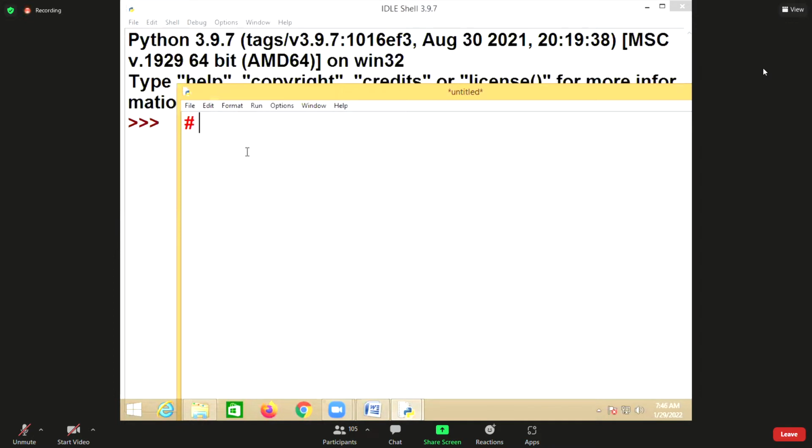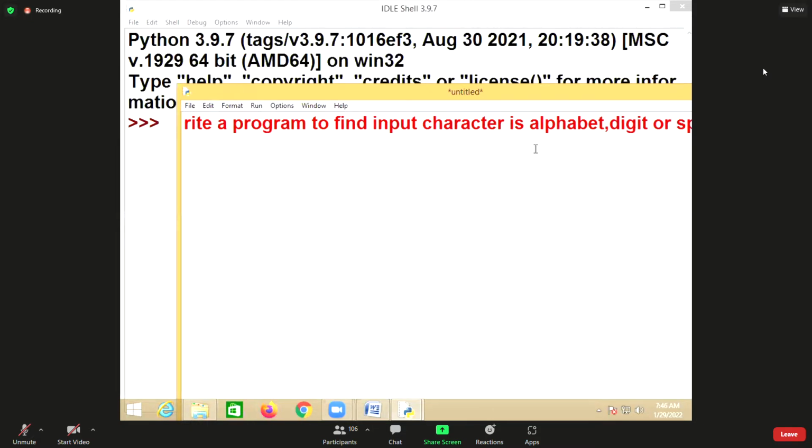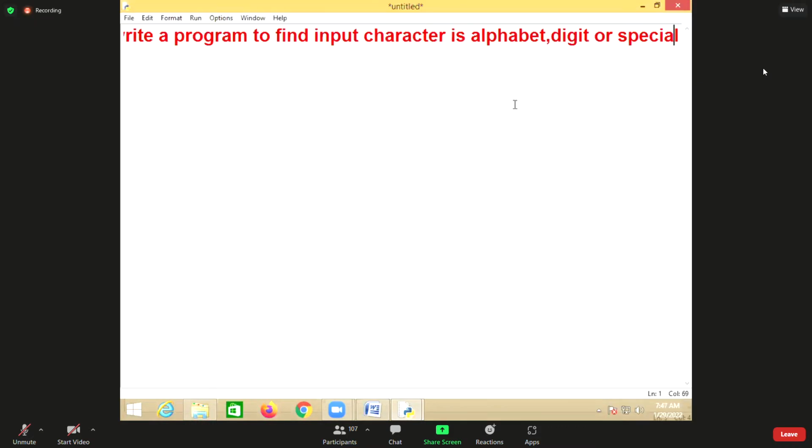Suppose, write a program to find whether the input character is an alphabet, digit, or special character. I want to find out whether the input character is an alphabet, digit, or special character. Write a program to find if the input character is alphabet or digit or special character.